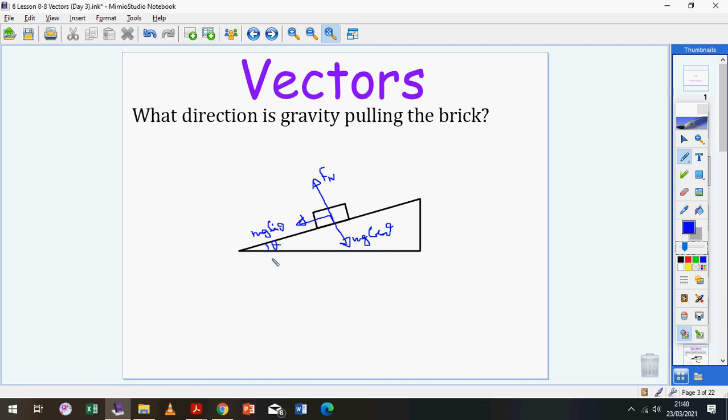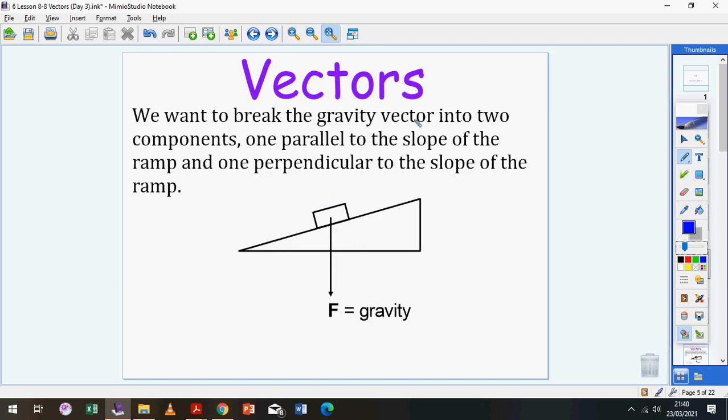So yeah, this is showing you clearly. We'll break down the gravity into two components. One is parallel to the slope of the ramp. So this is the slope of the ramp. That's the component that's parallel. And another one is perpendicular to the slope. That component will be over here. So that's showing it: parallel component and perpendicular component.